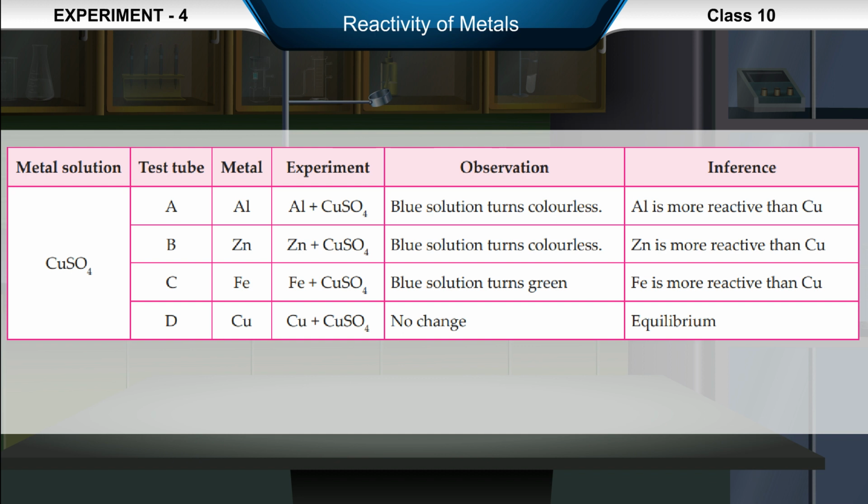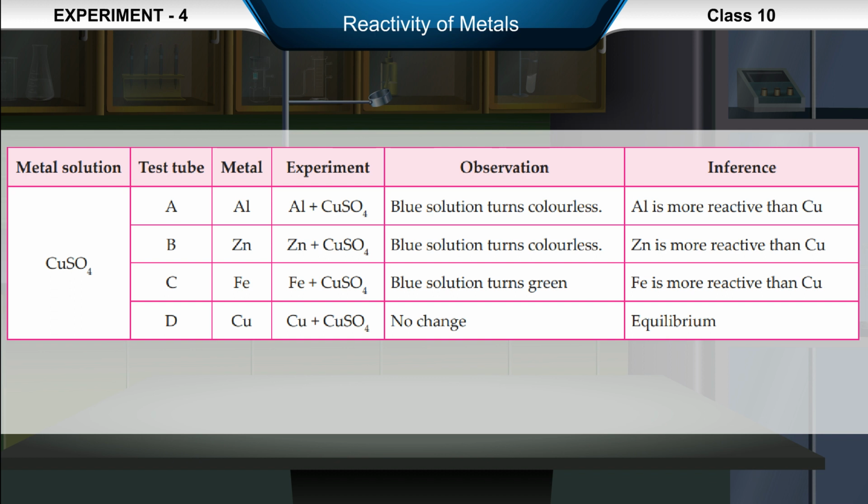Test tube B. Metal: zinc. Experiment: Zn plus CuSO4. Observation: blue solution turns colorless. Inference: zinc is more reactive than copper.